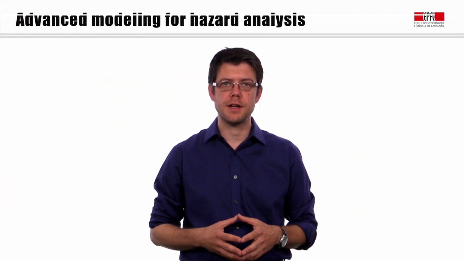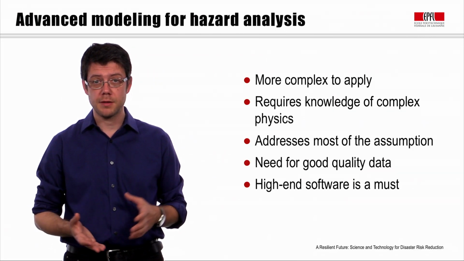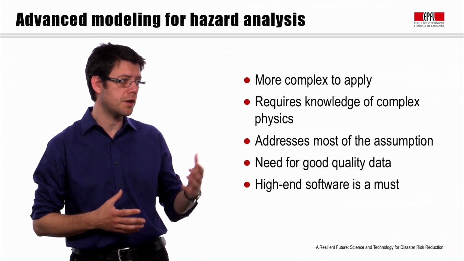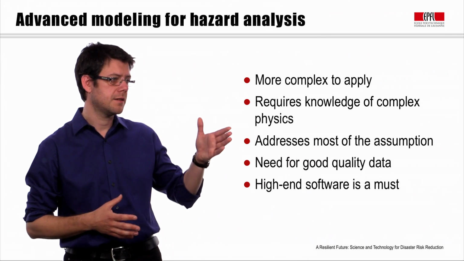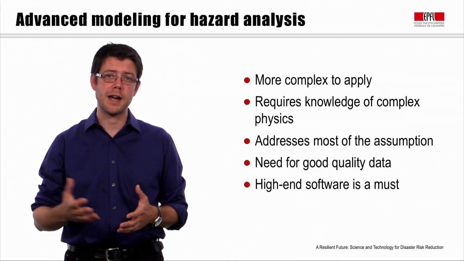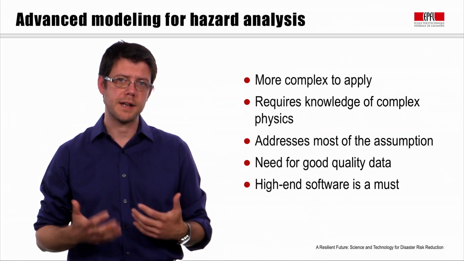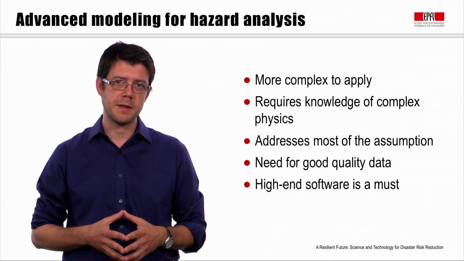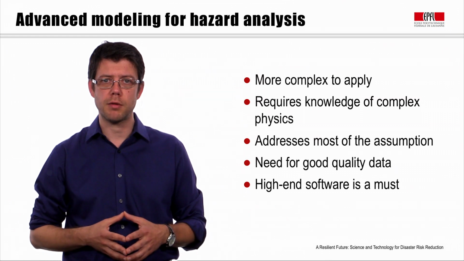More advanced modeling offers a lot of advantages. Of course, there is a price to pay for it. We are dealing with more complex analysis that requires a lot of knowledge about the complex physics that you want to involve in your analysis. Most of the assumptions are addressed, but in order to do that, you need very high quality data. High-end software is a must. Usually we need quite articulated or advanced numerical codes, like using finite elements, in order to solve all the complexity which we are putting in our problem.